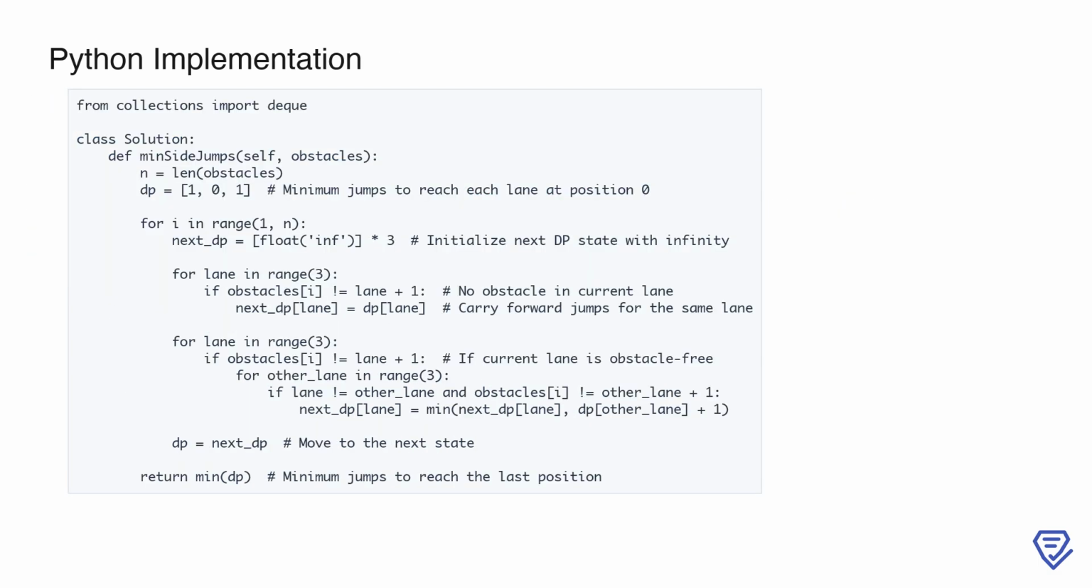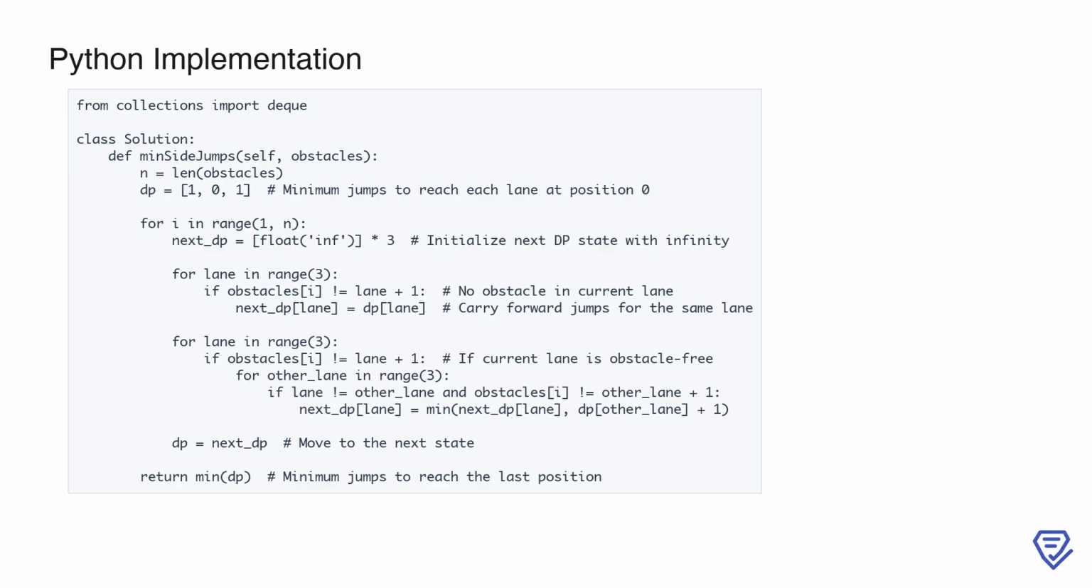The code solves the minimum sideway jumps problem using a dynamic programming approach. The key idea is to maintain an array dp where dp[i] represents the minimum jumps required to reach lane i+1 at the current position. Initially, the dp array is set to [1, 0, 1], because we start in lane 2, 0-based index 1, with 0 jumps, and the other lanes require one side jump to reach them.